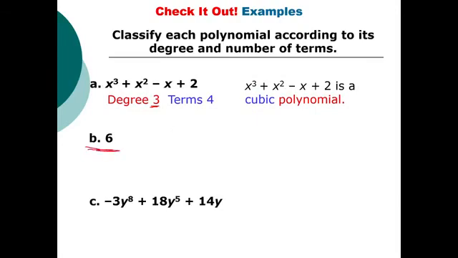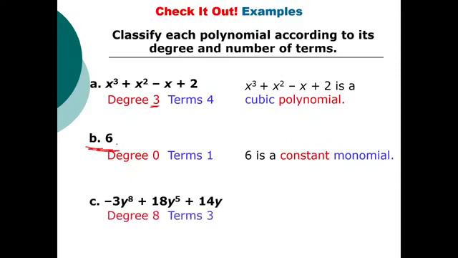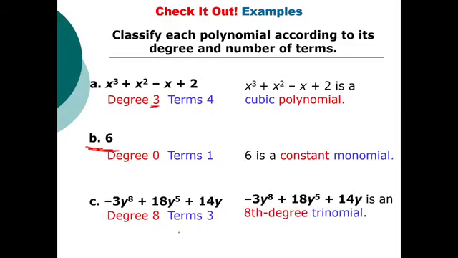For letter B, the degree is 0, and you have 1 term. So this is a constant monomial. What about letter C? The degree is 8, and you have 3 terms. So that is an 8th degree trinomial. And there you have it. That's how you classify polynomials according to its degree and the number of terms.